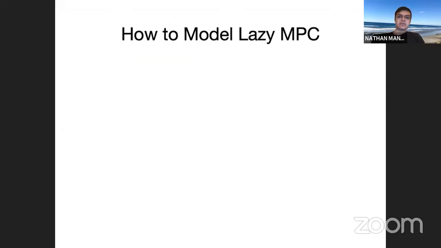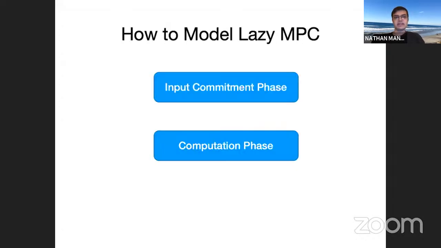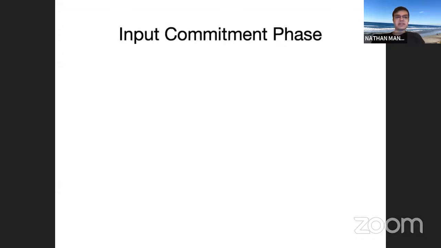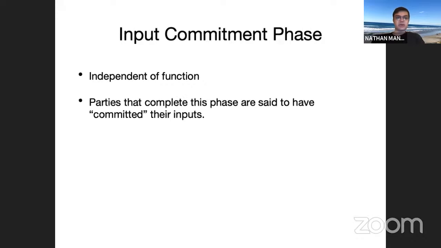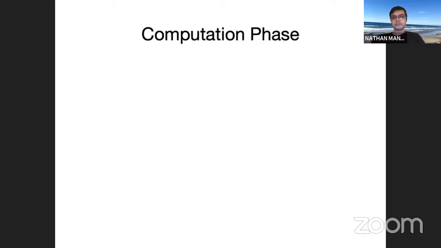In lazy MPC, the protocol is going to consist of two phases, an input commitment phase and then a computation phase. The input commitment phase is the first few rounds of the protocol, and this is going to be independent of the function. This will be useful because it will allow us to reuse the computation phase with many different functions without having to redo the input commitment phase. We're going to say parties that have completed this phase have successfully committed to their inputs. And then there's the computation phase.